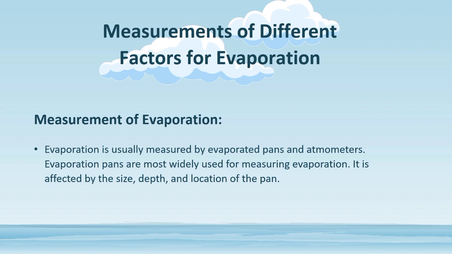So, evaporation can be measured by two types, evaporation pans and atmometers. Although, we only focus on evaporation pans.